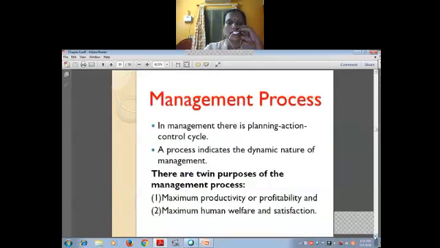Management process. In management, there is a planning, action, control cycle. A process indicates the dynamic nature of management. There are three objectives of the management process: maximum productivity and profitability. So what will the management do? They need maximum profit, isn't it? And then maximum production they should do. And then another one is maximum human welfare and satisfaction. The employee should get satisfaction. The human being should get satisfaction, like that, welfare.